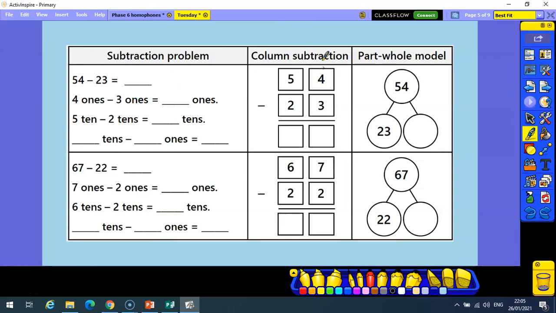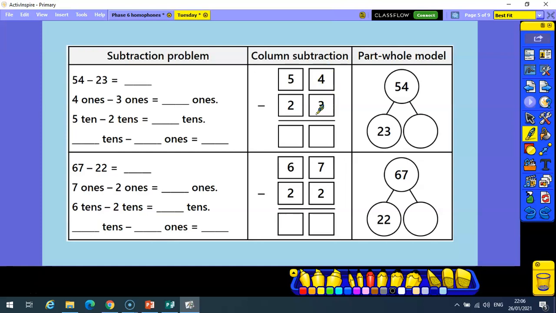So that's why we do the column method, because it helps us to split the number up into 10s and 1s, and then we only take away much smaller numbers. 4 and 3, we can do that. 5 and 2, we can do that. Much easier than 54 take away 23. So the first thing I do is I write my number 54, and then I write my number 23. And I'm going to start in the 1s column.